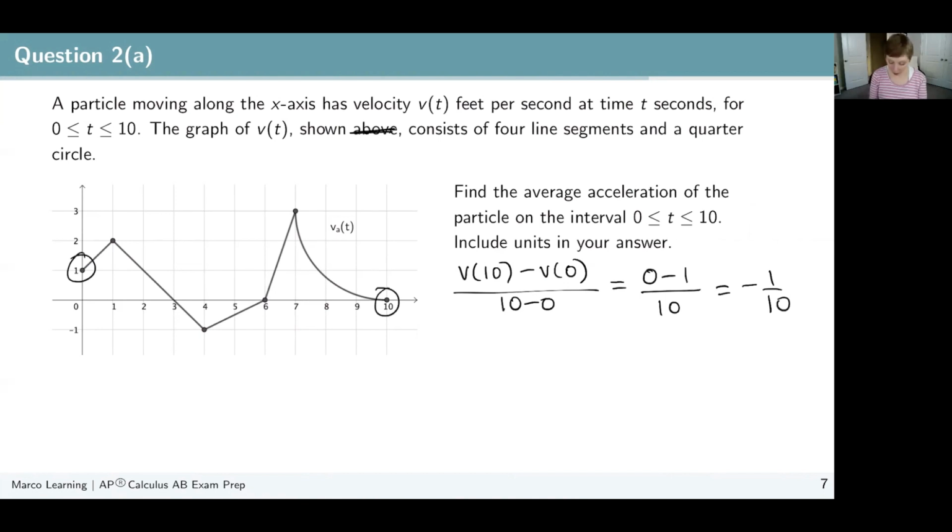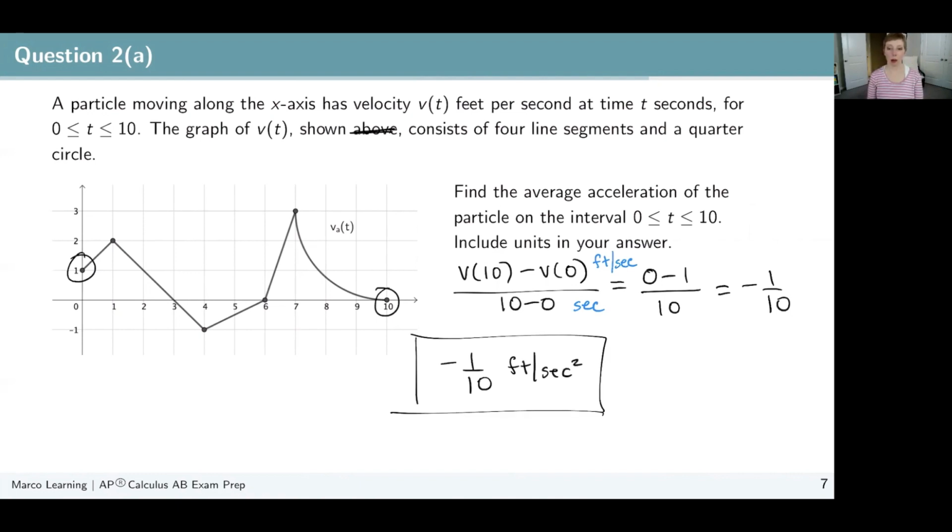Negative 1 over 10, we want to include units on our answer. Our velocity is measured in feet per second. So in the numerator, we're subtracting 2 values that have units of feet per second. In the denominator, we're subtracting 2 times, and the units then in the denominator are seconds. So units on average acceleration, feet per second per second. You can write feet per second per second, but a lot of people prefer to abbreviate feet per second squared. And there we have our average acceleration on the interval from 0 to 10.